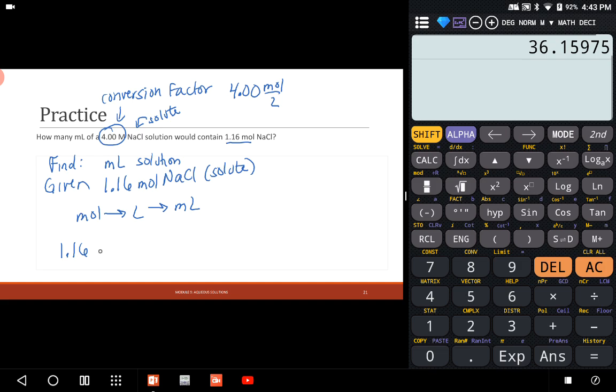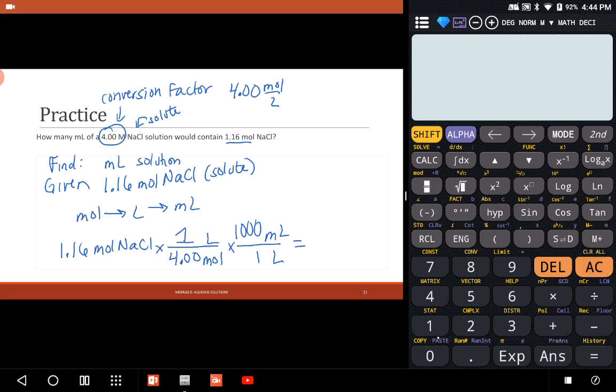So 1.16 moles of NaCl, and then my molarity, I have to cancel out moles, and I have to get into liters. So that 4.00 has to go in the denominator so that my mole units cancel. And then the 1 goes next to the liter. Next up, I have to cancel out my liters, and I have to get into milliliters. And so I have 1,000 milliliters in 1 liter.